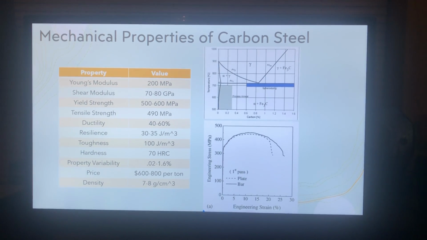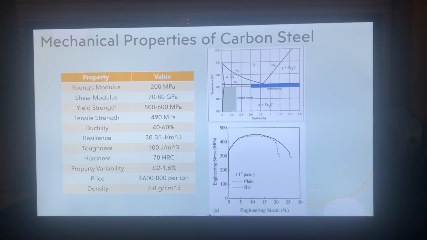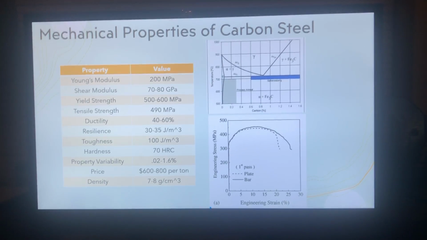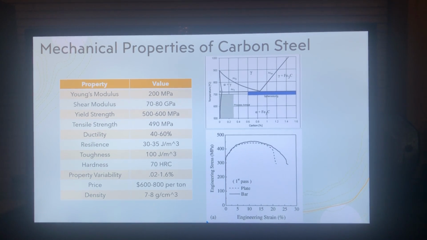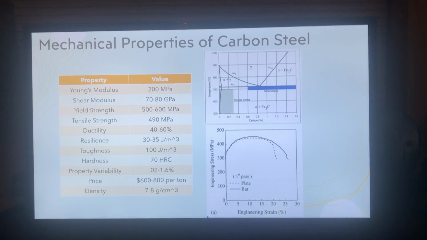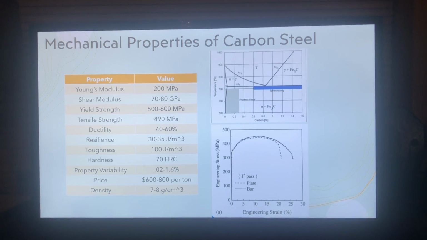Here are the mechanical properties and their values of carbon steel. And then there's a phase diagram that shows the behavior of the metal at different percentages of carbon. And then at the bottom is the stress strain curve for carbon steel.